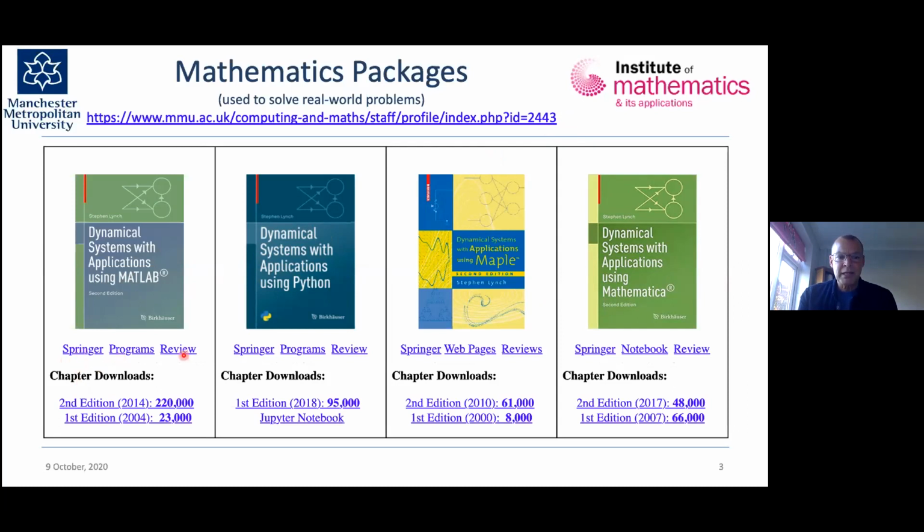If you click on the Springer links, then this gives you information about the books and it breaks down the chapters for you. There are also links where you can download the programs or look at the web pages, etc. And then below this, it shows you the number of chapter downloads according to Springer. And since about 2010, my books have had nearly 500,000 chapter downloads. So these books are very popular. And as you can see in the title, these packages are used to solve real world problems. And I use them extensively in my own research.